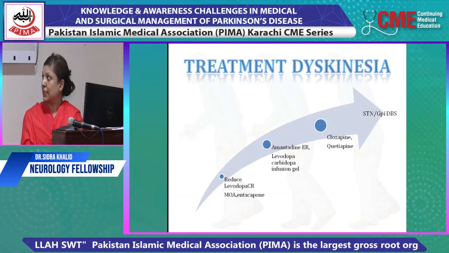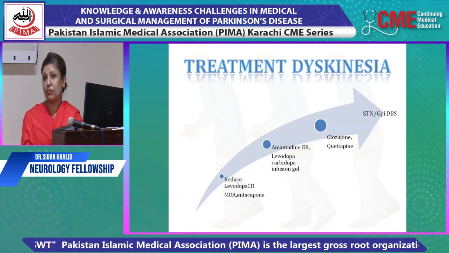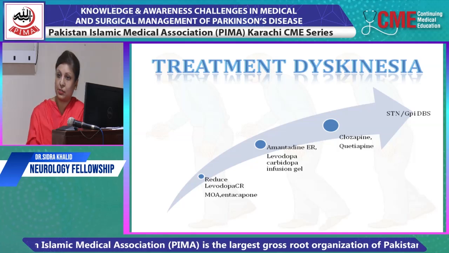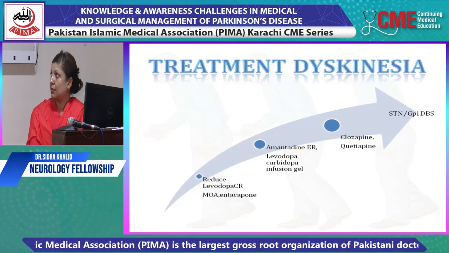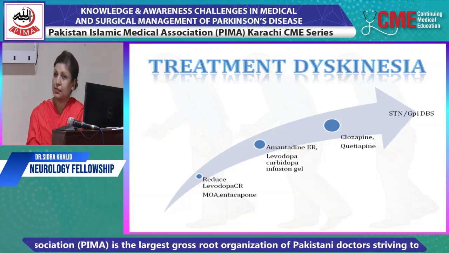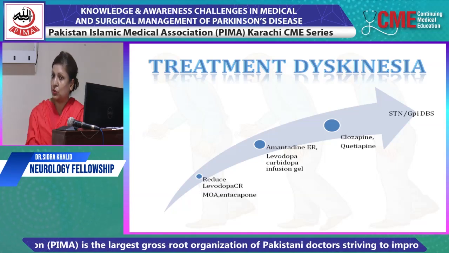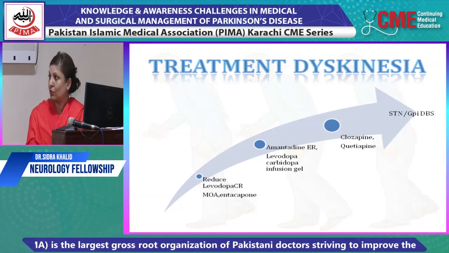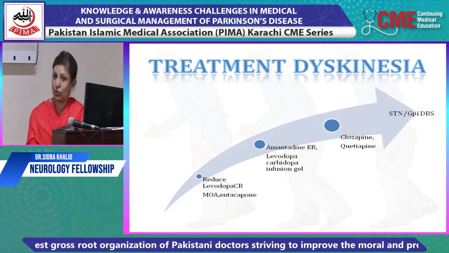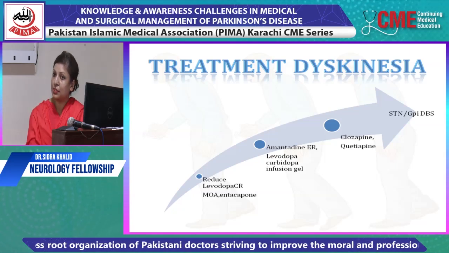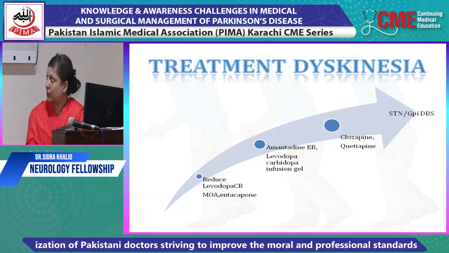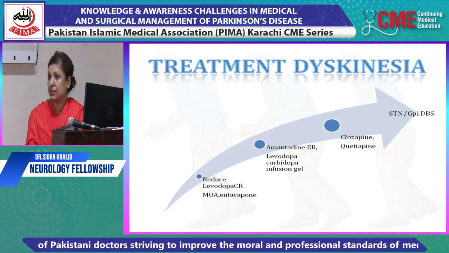Okay, so dyskinesias. The treatment of dyskinesias is to reduce the dose of levodopa CR or monoamine oxidase inhibitor or entacapone if the patient is on these therapies. We may start amantadine or levodopa-carbidopa infusion gel in patients who experience more common motor fluctuations or dyskinesias. Moreover, we may also try clozapine and quetiapine, that is the atypical antipsychotics. Finally, if the troublesome dyskinesias do not improve on this medical therapy, we may offer STN or GPi DBS.